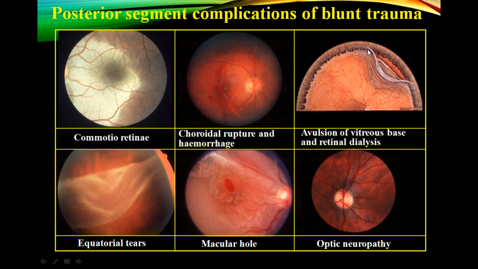Retinal dialysis means the retina gets detached from its attachment near the periphery. So there is avulsion of the vitreous base and retinal dialysis. The vitreous pulls the retina towards the center due to traction, so the retina gets detached near the periphery. So this is an example of retinal dialysis. Like we saw in the previous slide, like iridodialysis, where the iris gets detached from its attachment to the ciliary body. That is iridodialysis. Here it is retinal dialysis.